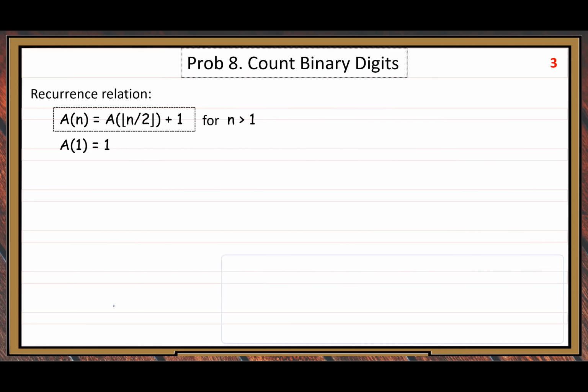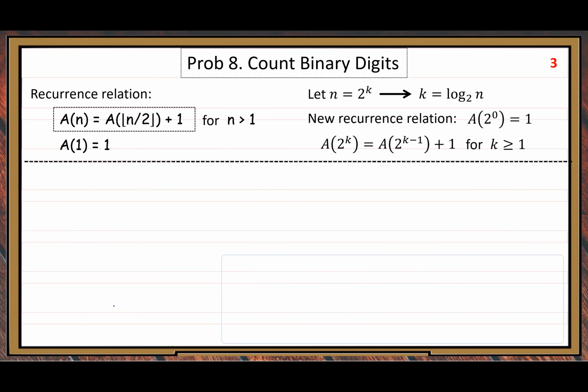Okay, so next step, this time we assume n equals 2 to the kth power, a power of 2. After this assumption, k equals log base 2 of n, because later we need to write k in terms of n. So let us put this expression, k equals log base 2 of n, aside. Later we may need to use it.